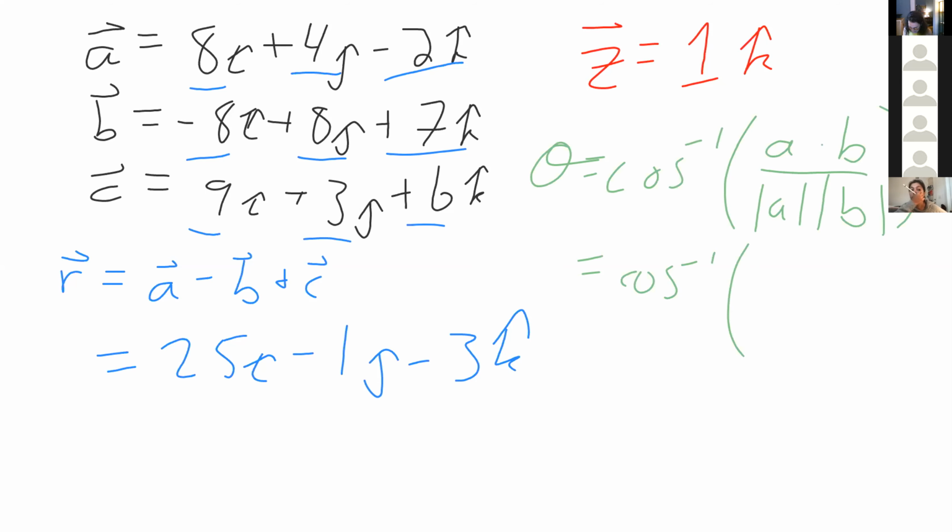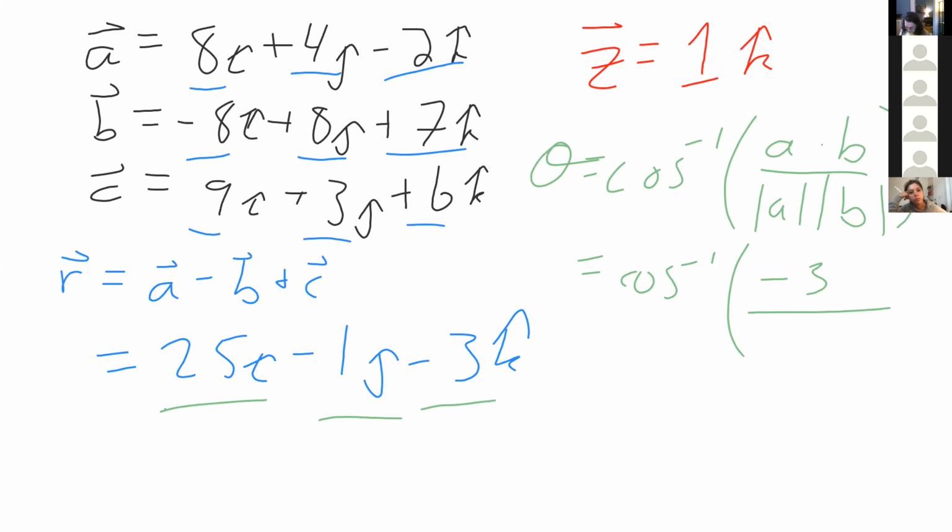A dot B, where we're dotting the R vector with that Z vector. Since Z has no X or Y components, when we do the X component of R times the X component of Z, that's going to be 0. When we do the Y component of R times the Y component of Z, that's going to be 0. The only one that'll survive is this -3. So we have -3 times 1, and that's the entire value of the dot product. It's -3.